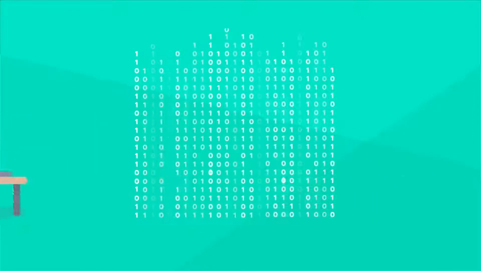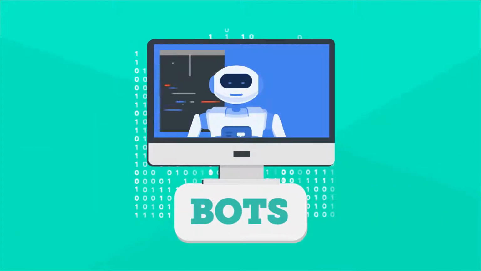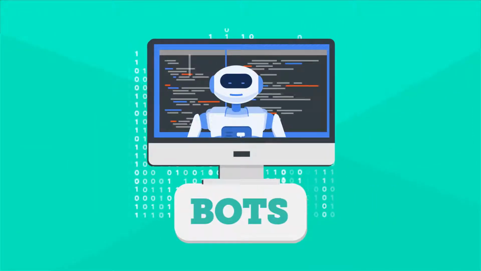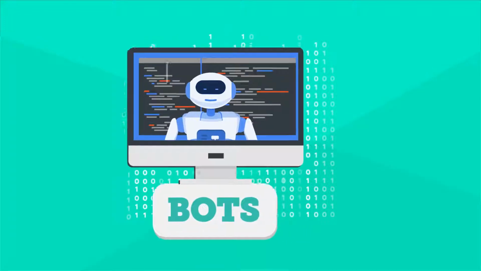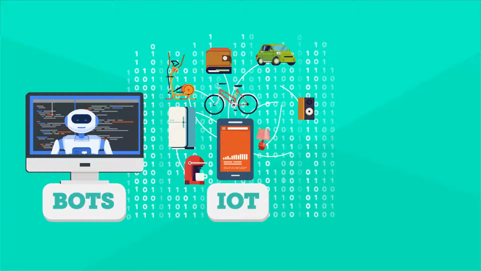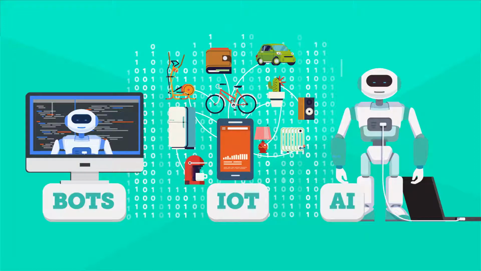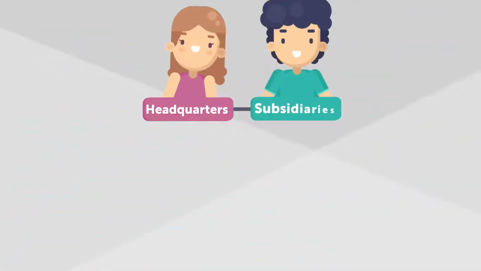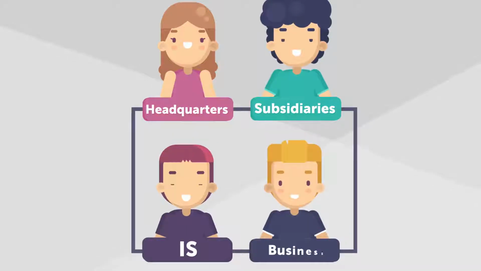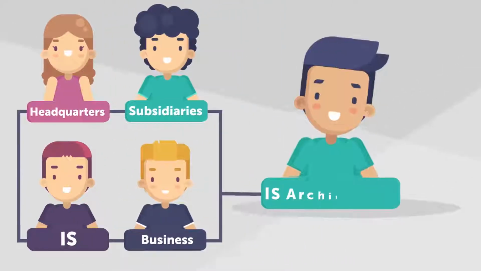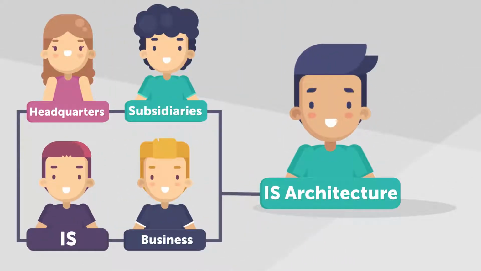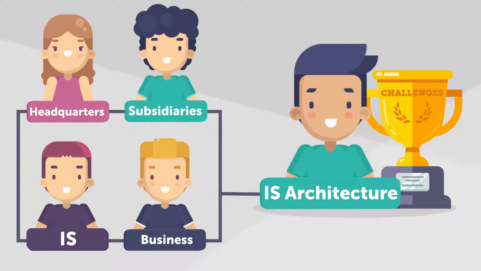For example, we are currently examining the emergence of bots and how they can be used in our business. At the same time, we are closely monitoring developments in areas such as the Internet of Things or artificial intelligence to be constantly in touch with new trends. So, we need to work together, headquarters and subsidiaries, information system and business, to develop our IS architecture and organise our combined efforts to meet the challenges ahead.